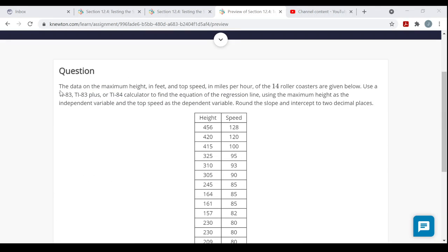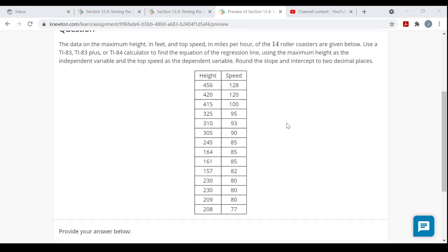All right, so the question here is: the data on the maximum height in feet and top speed in miles per hour of 14 roller coasters are given below. Use a calculator to find the equation of the regression line, using the maximum height as the independent variable, say x, and top speed as the dependent variable, call it y. Round the slope and intercept to 2 decimal places.